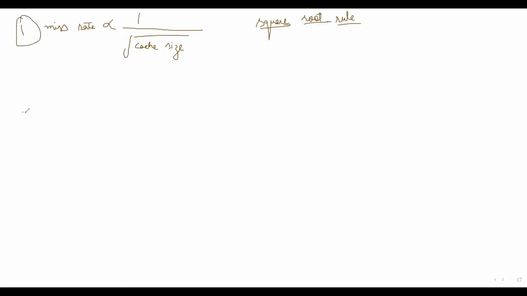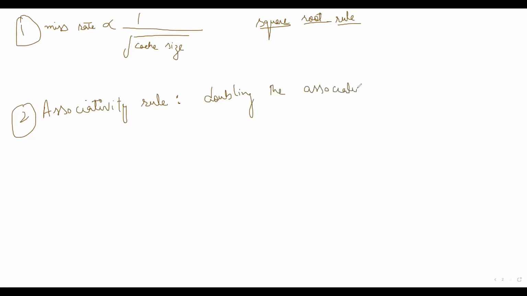The second thumb rule is also called the associativity rule. And what is this associativity rule? It is basically saying that doubling the associativity has the same effect as doubling the cache size.